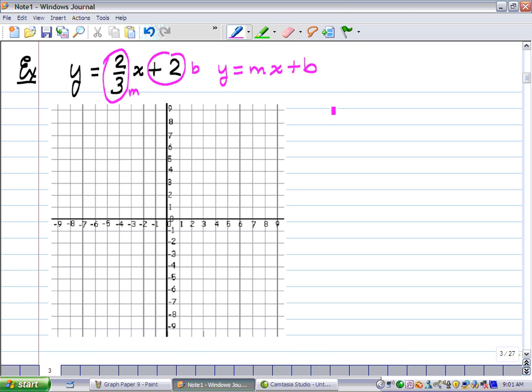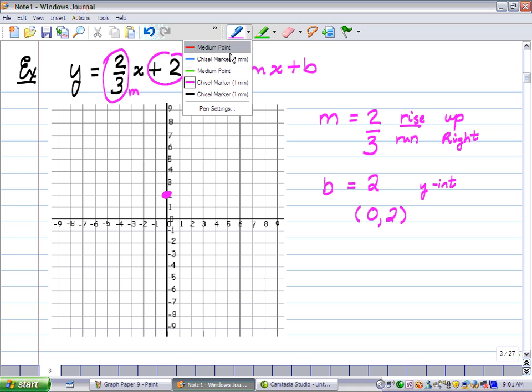Okay, so here our slope is 2/3. 2 is positive, so we're going to rise up, and when 3 is positive, we're going to run to the right. But where are we going to start? We're going to start at the y-intercept at 2. Technically, the y-intercept is 0, 2. But if we just think of it as the y-intercept, we don't really need to think about the 0 because the 2 is right here on the y-axis.